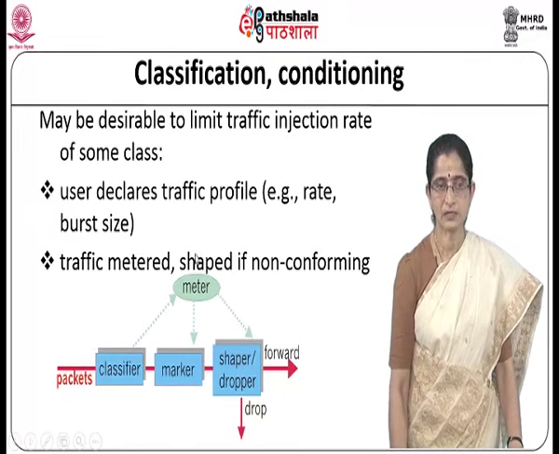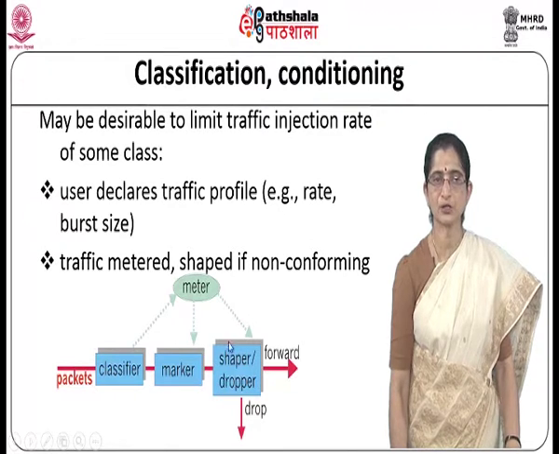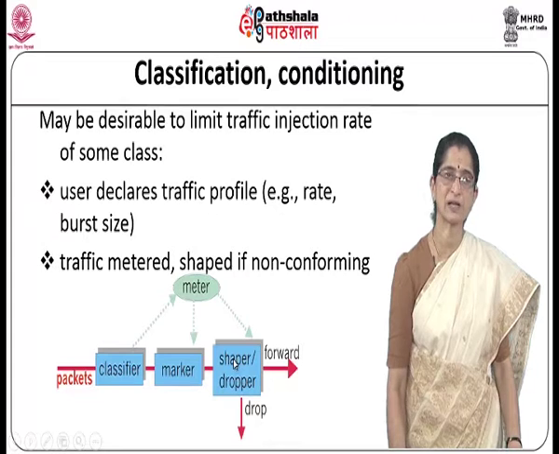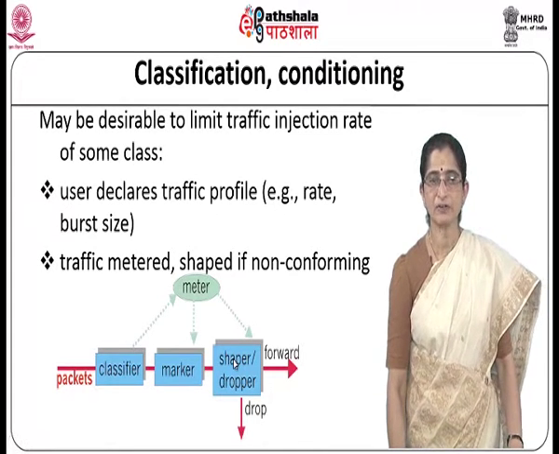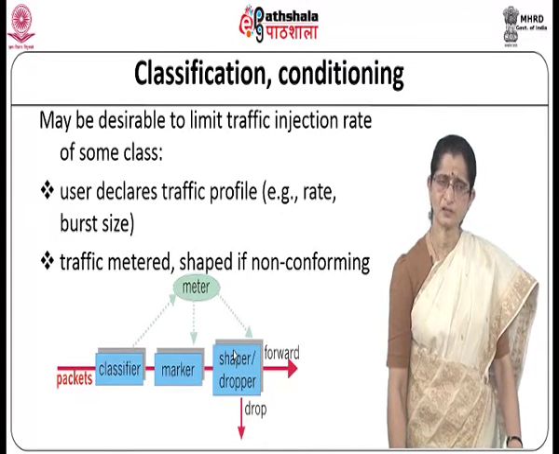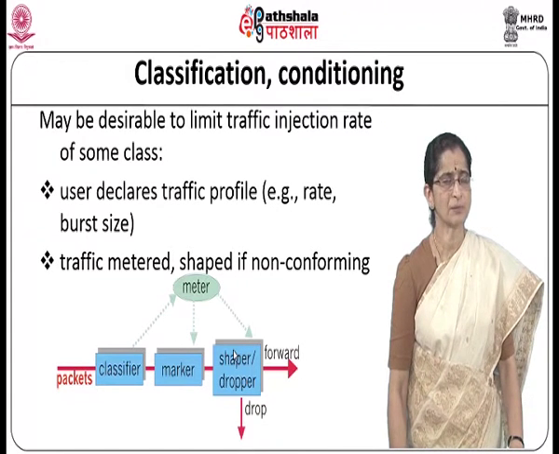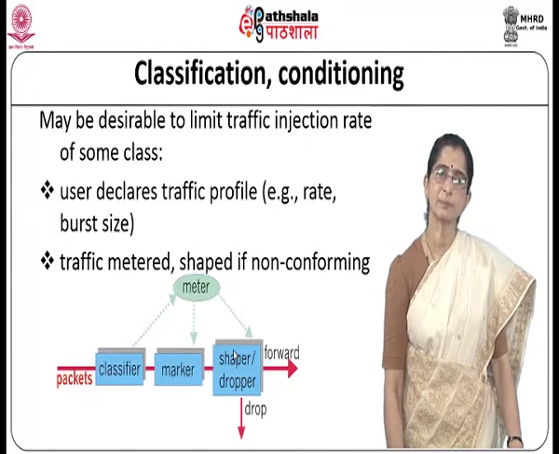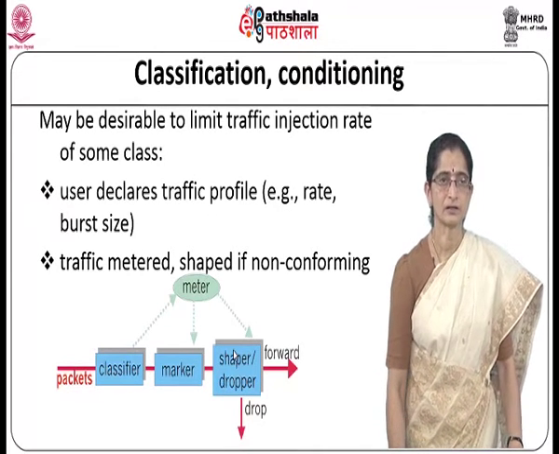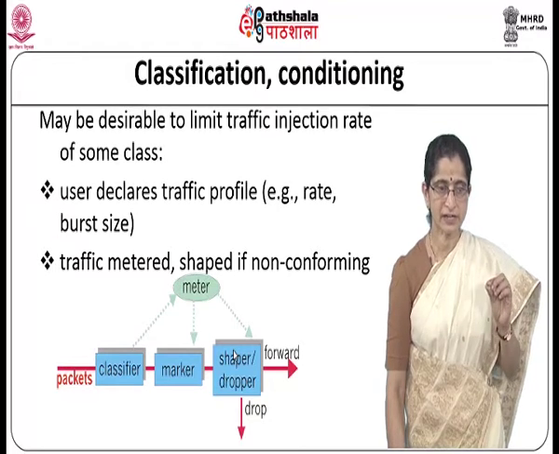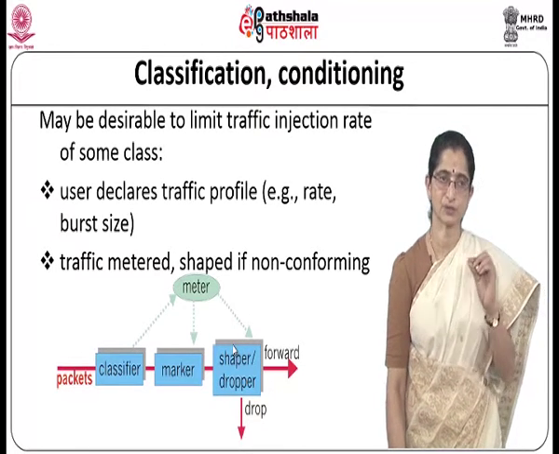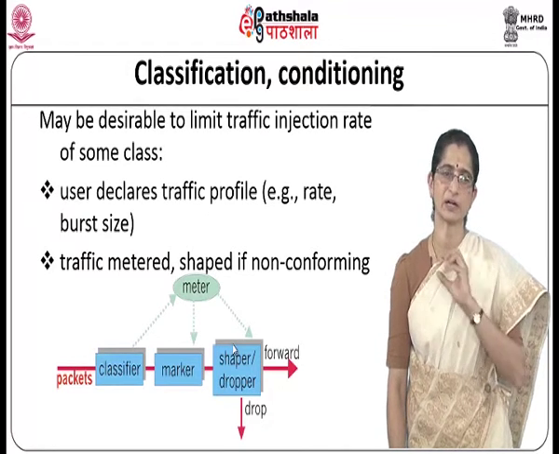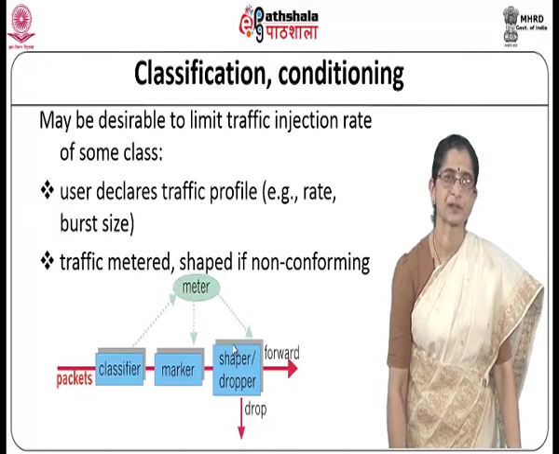So you classify, and conditioning is the fact that you are shaping it. So you will also shape the traffic. Remember, we talked about traffic shaping and traffic policing. Traffic policing is checking whether it is coming at the rate at which it is specified to come at. And shaping is making sure that you are sending out data only at a particular rate. So even if data comes at a different rate, you make sure that you regulate it and send it out at a particular rate. So there is shaping of traffic.